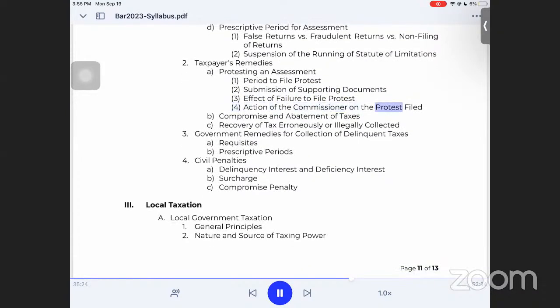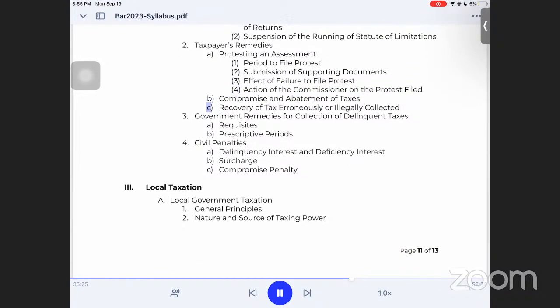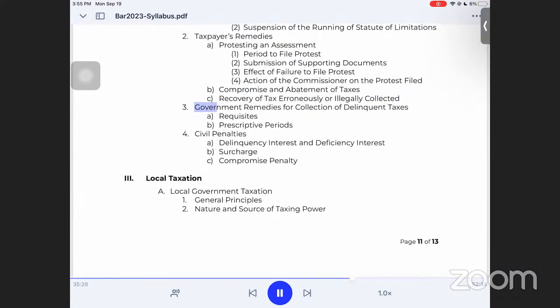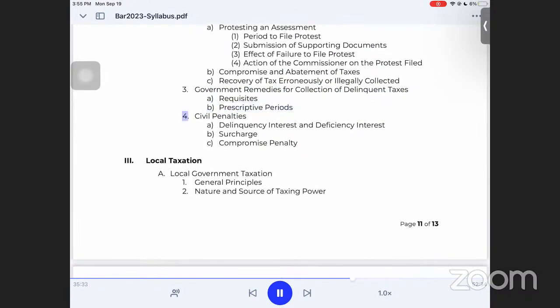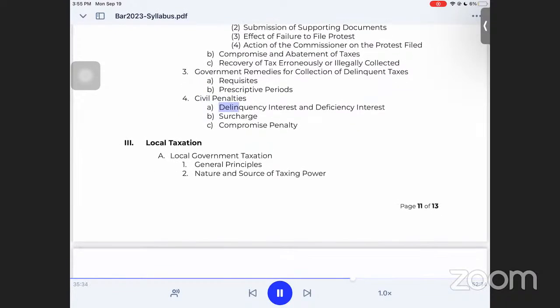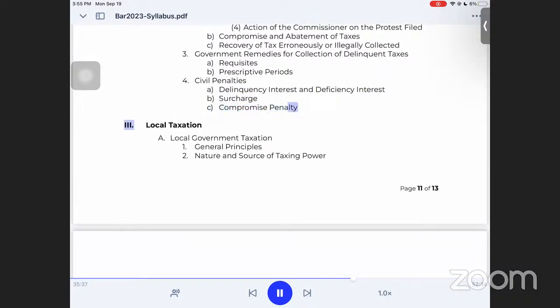Action of the commissioner on the protest filed. B. Compromising debitement of taxes. C. Recovery of tax erroneously or illegally collected. 3. Government remedies for collection of delinquent taxes. A. Requisites. B. Prescriptive periods. 4. Civil penalties. A. Delinquency interest and deficiency interest. B. Surcharge. C. Compromise penalty.